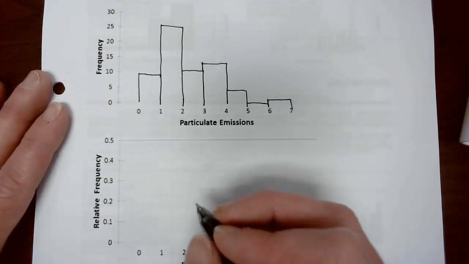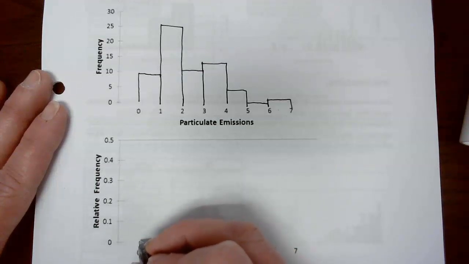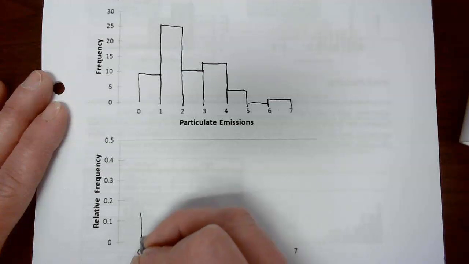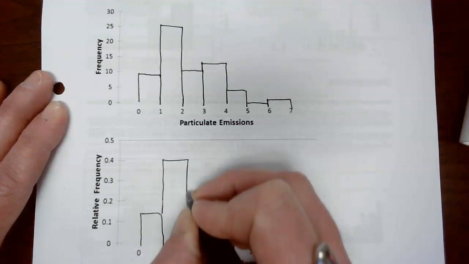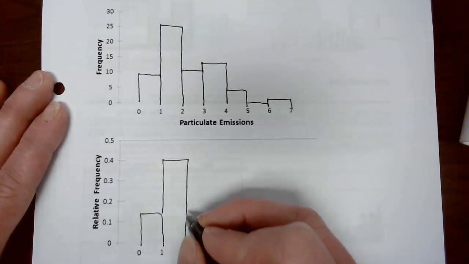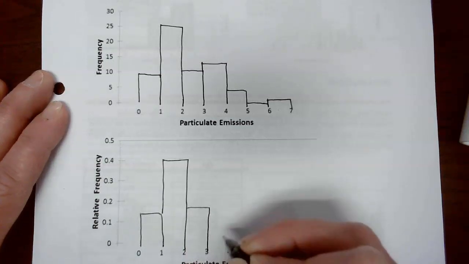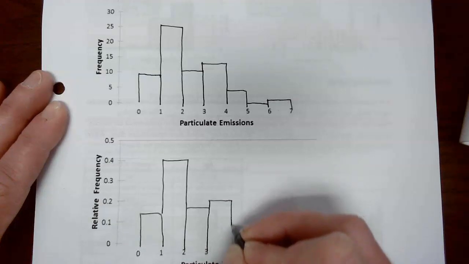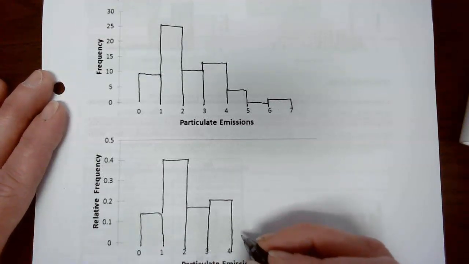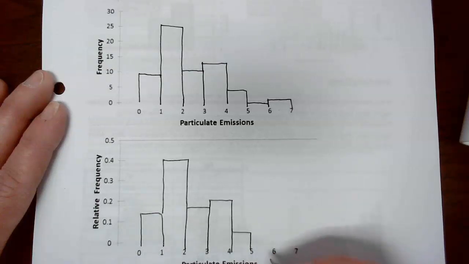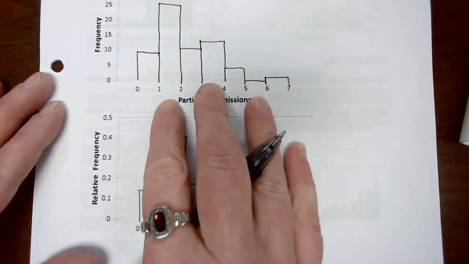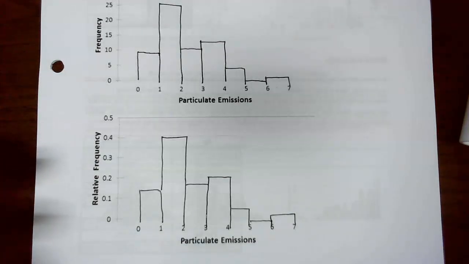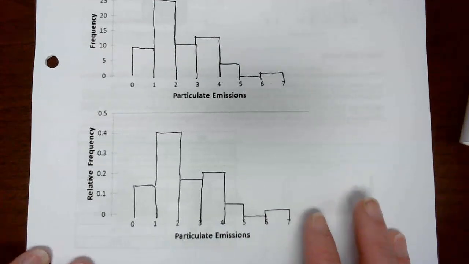Now, if we did the relative frequencies instead, the first one went to 0.138, 0.4, 0.169, 0.2, 0.046, 0.015, 0.031. Now, what do you notice about our frequency histogram and the relative frequency histogram? Well, they look exactly alike.